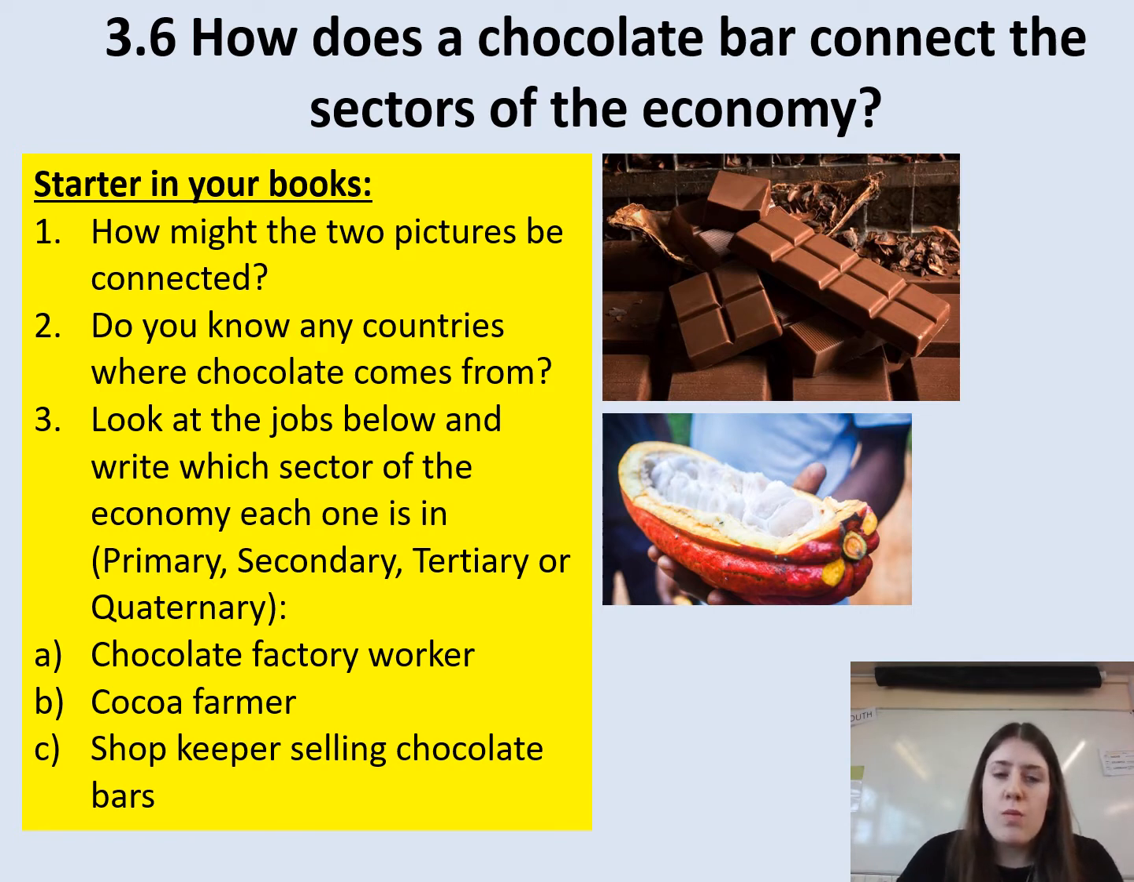Countries where chocolate comes from are places in South America and Africa, such as Ghana. And for number 3, your primary is going to be the cocoa farmer. Your secondary is going to be a chocolate factory worker, and your tertiary is going to be a shopkeeper selling the chocolate bars.